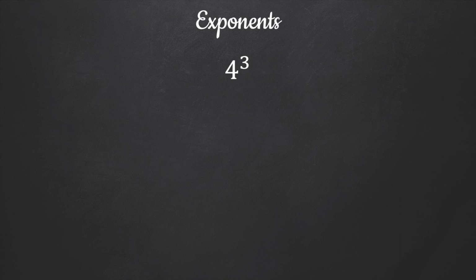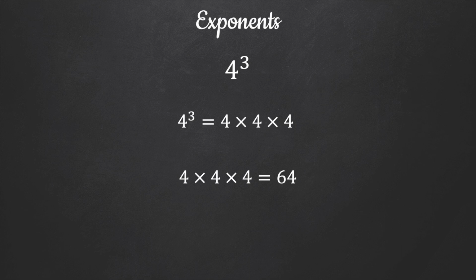Here we have our final example, which is 4 to the power of 3, or we could read that out as 4 cubed. 4 cubed is equal to 4 times 4 times 4. Again, 4 is our base, so that's what we use as a repeated factor. And 3 is our exponent, which tells us how many times we write 4 out. 4 times 4 times 4 is equal to 64. So that means 4 cubed is equal to 64. And that's it.